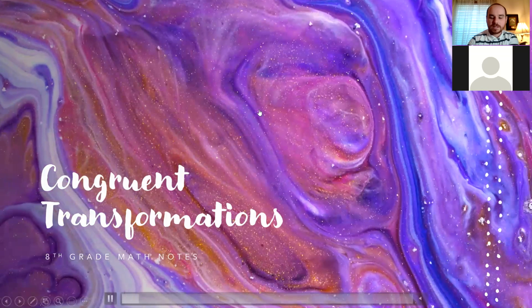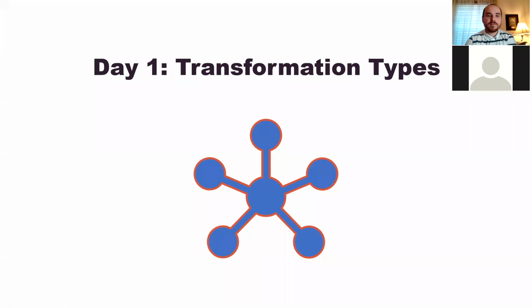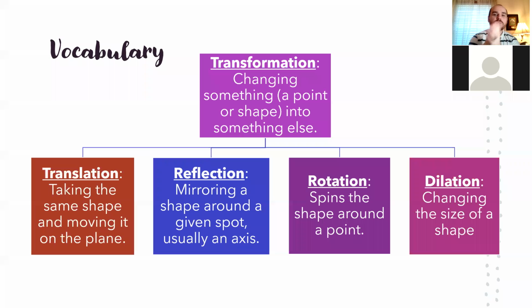We'll go ahead and get into it. What we're going to do today is talk about the different types of transformations. So these are the first 5 vocabulary words. They're written in kind of a funny way, but there's a reason for it that I'll explain in just a minute. The first one is transformation.